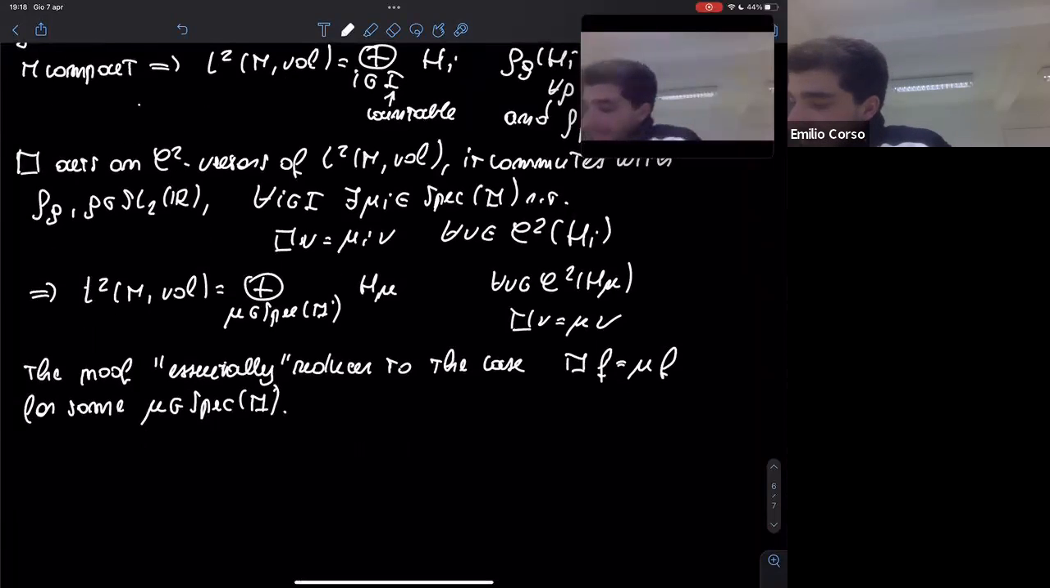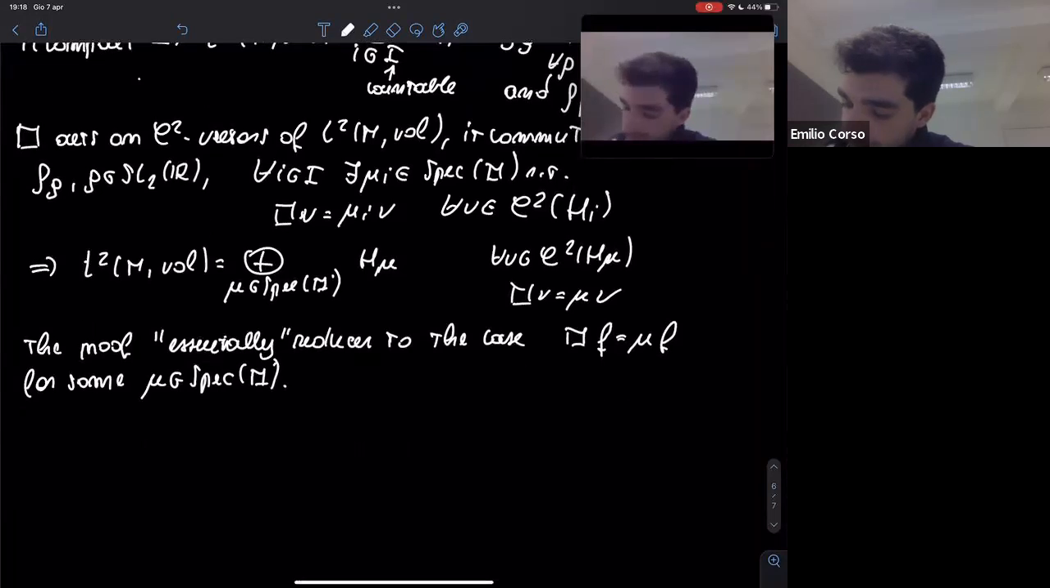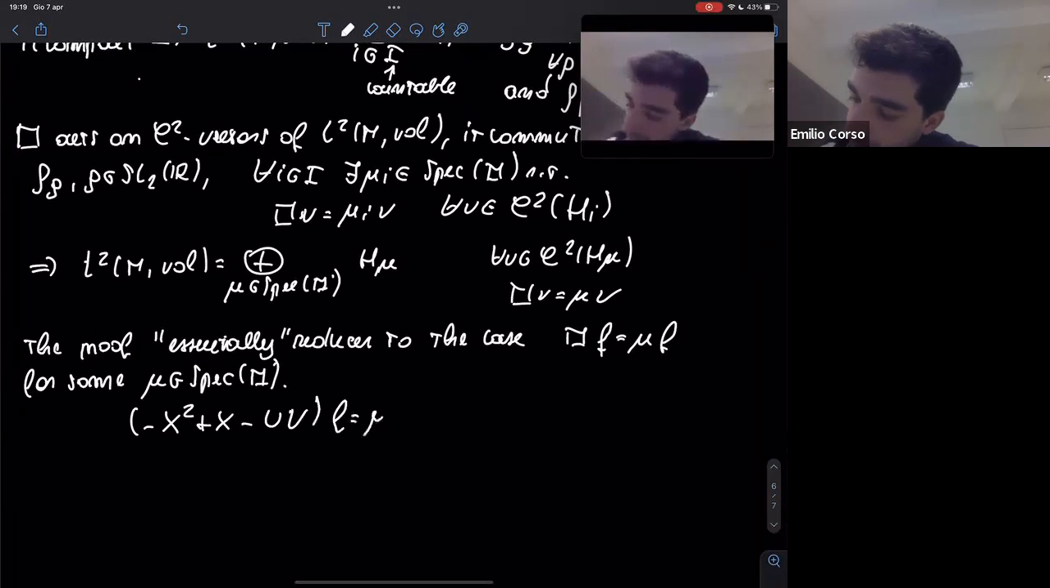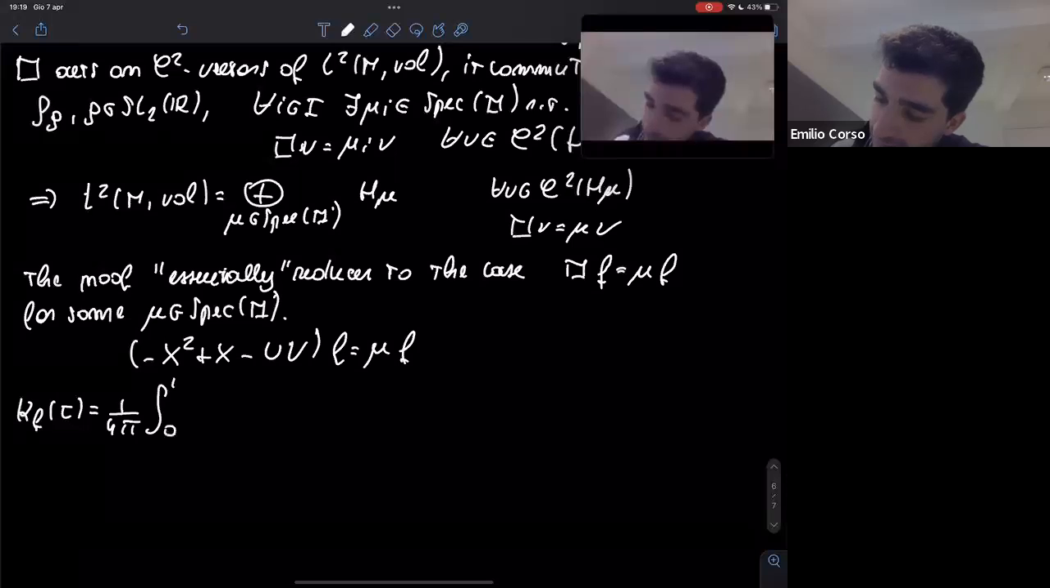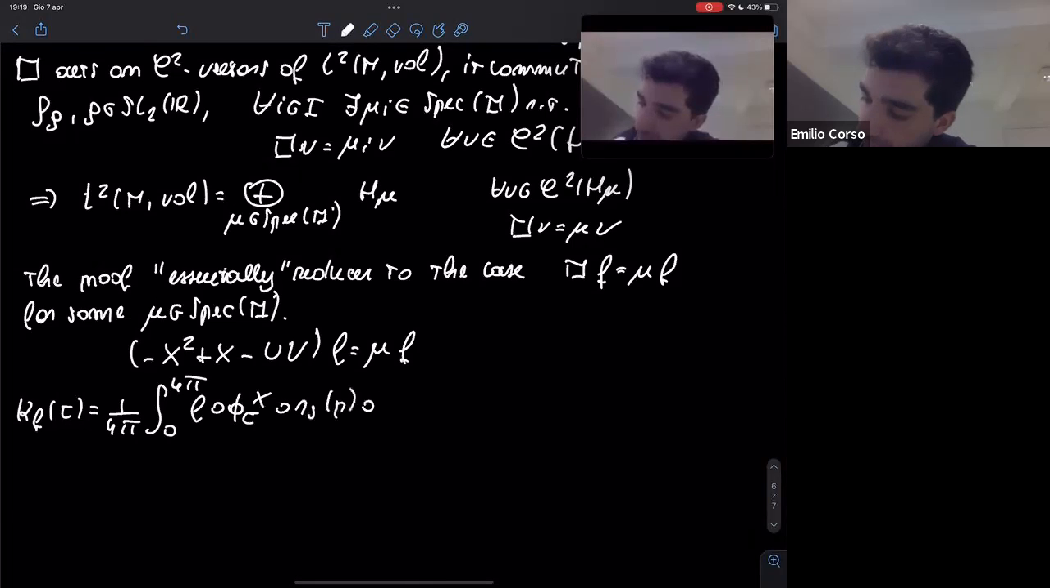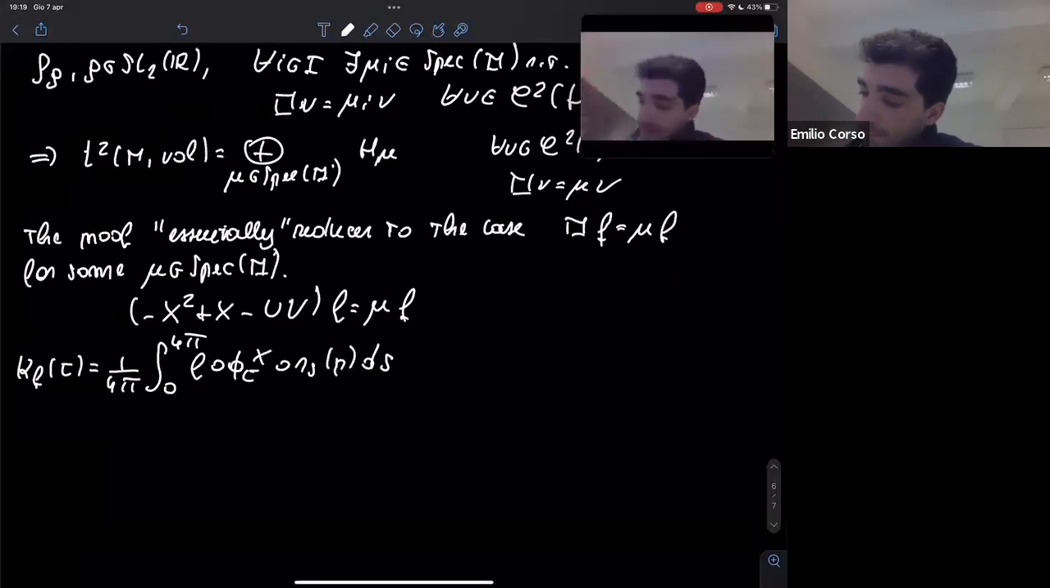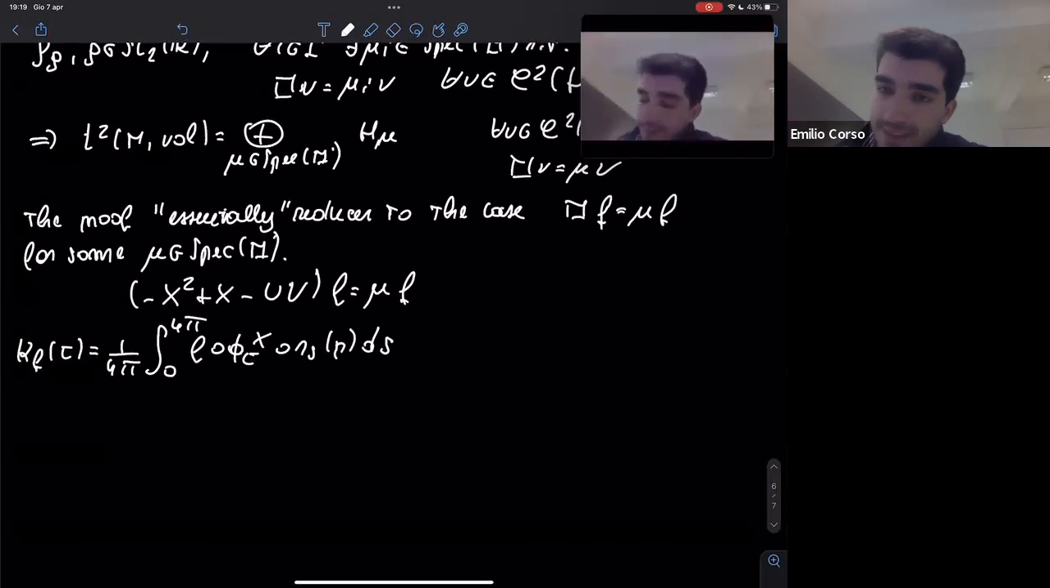In this case, let me write the partial differential equation that f satisfies. It's a second order linear partial differential equation: minus X squared plus X, this is the Casimir, minus UV, f equals μ f. Now, the quantity I'm interested in is K_f(t), 1 over 4π, the integral from 0 to 4π of f along my hyperbolic circle of radius t. This PDE for f fairly immediately transfers into a second order linear ordinary differential equation for this K_f of t, seen as a function of the time t.